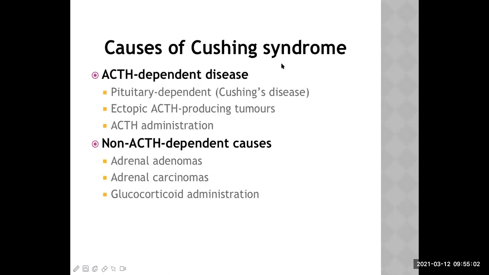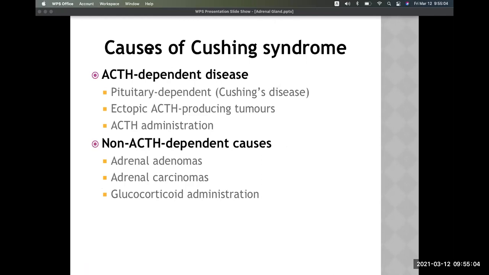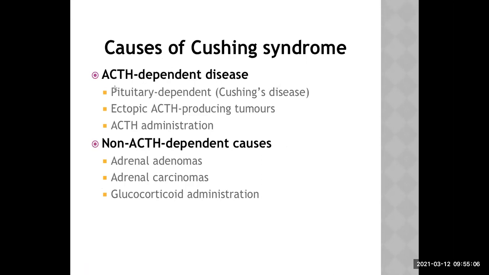Now, what are the causes? So one of the important causes you have just seen. But what else? What are the others? We have roughly divided these causes into two groups: ACTH dependent disease and non-ACTH dependent causes. So ACTH dependent disease, this is definitely depending on the ACTH, means more ACTH should be there, and that ACTH is stimulating the adrenal gland, so that more cortisol is produced.